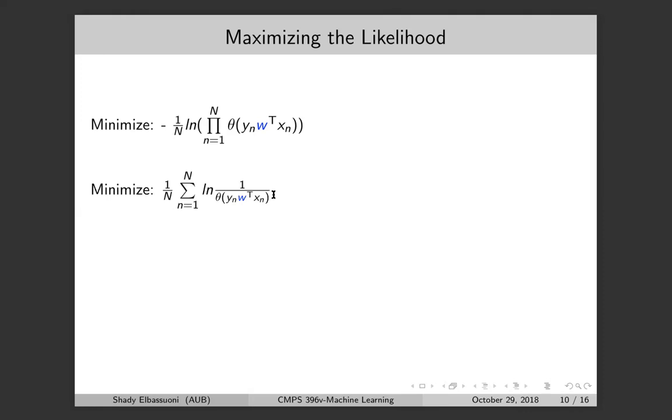Okay, so far so good? Good. Now, theta of s is 1 over 1 plus e to the power of negative s. It's e to the power of s over 1 plus e to the power of s, if you multiply the numerator and the denominator by e to the power of negative s, you get this form: 1 over 1 plus e to the power of negative s. Okay, so it's the same thing as we had before.